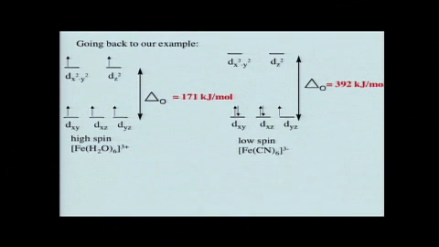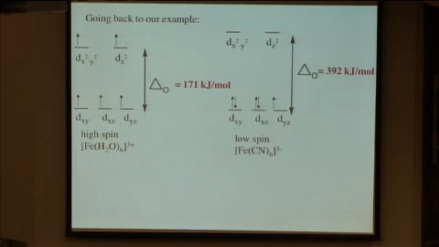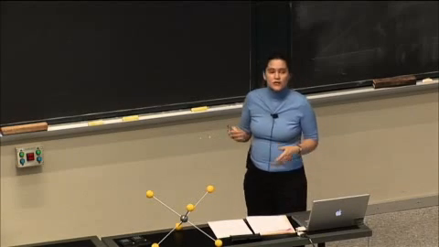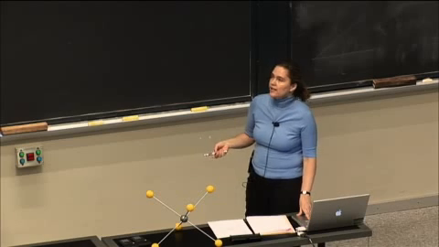So let's look at a couple of the examples here, going back to our example. We had this high spin system with water, and now I'm telling you that the splitting energy is 171 kilojoules per mole. And when you have cyanide as your ligand, your splitting energy is 392 kilojoules per mole. Again, this was a stronger field ligand, so we have a bigger splitting energy. And this was an intermediate field ligand, certainly weaker than cyanide, so this has a smaller splitting energy. So from these values now, we can calculate the wavelength of absorbed light.